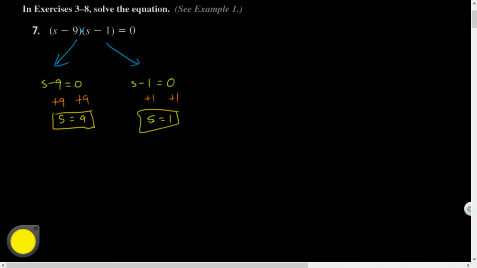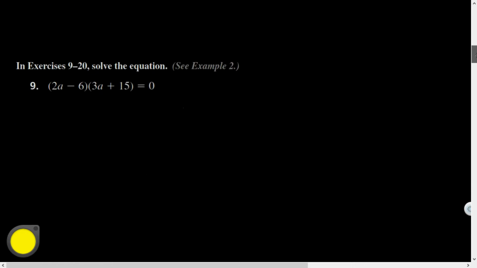So to solve this for s, add 1 to both sides, and s equals 1. And this was the 381 homework, question 7. So that's how you solve these when they're factored. Factored means when it's written as the product of things. Okay, so let's look at this other one.